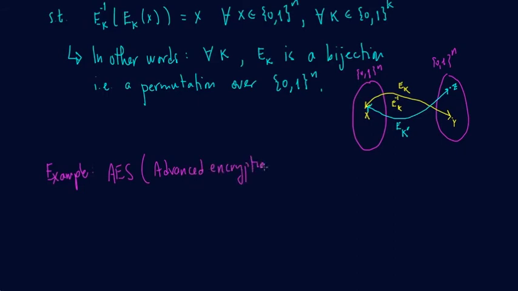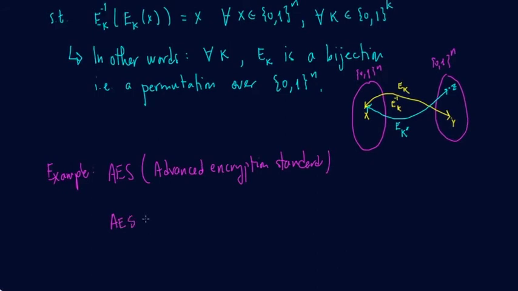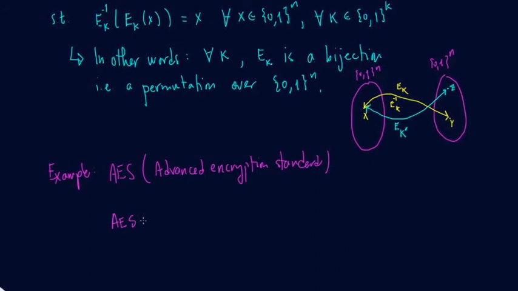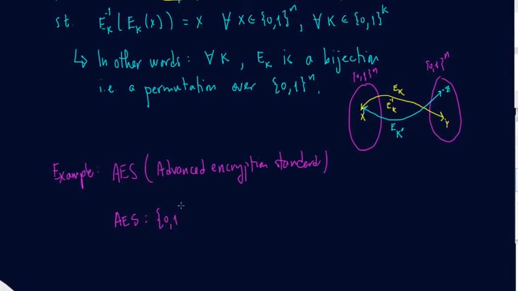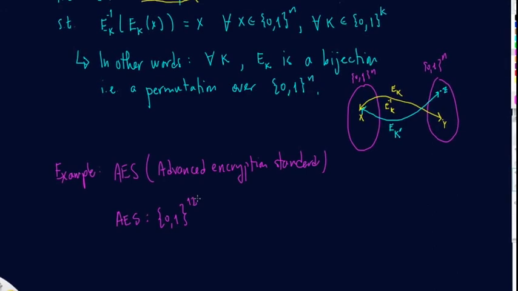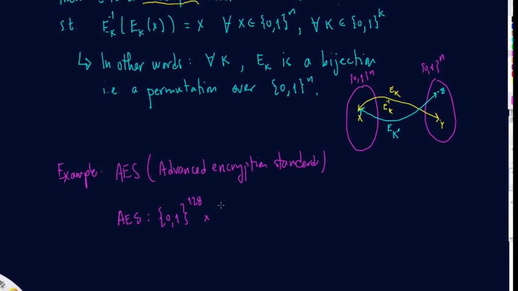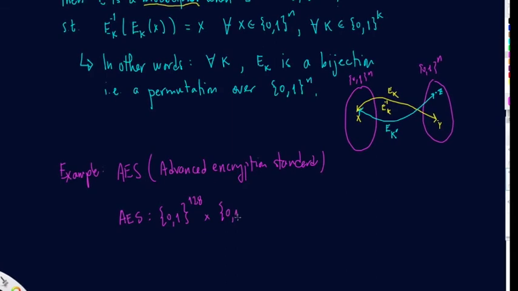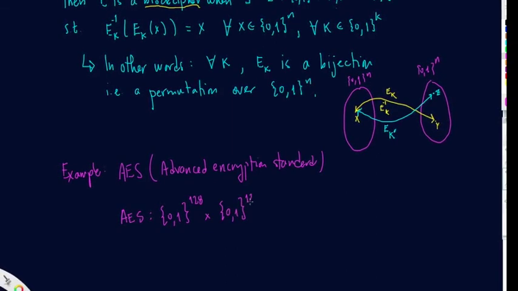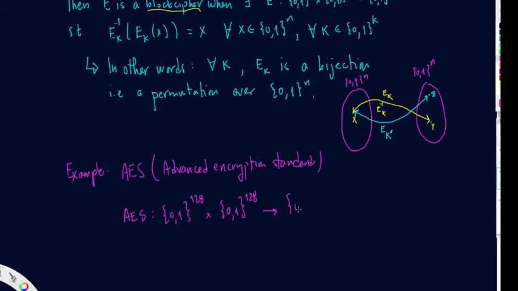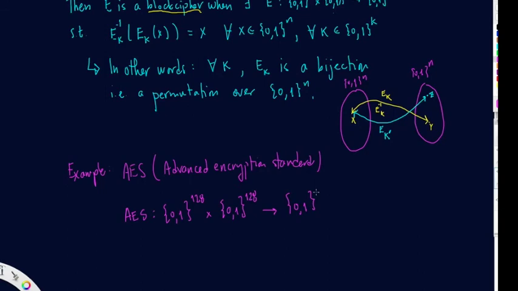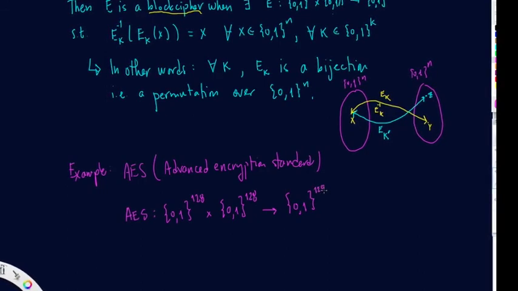AES is a kind of block cipher, and the syntax for AES could be written like this. AES is a mapping from keys that are 128 bits and plaintext blocks that are also 128 bits to ciphertext blocks that are 128 bits.